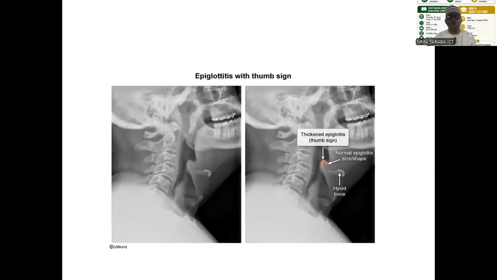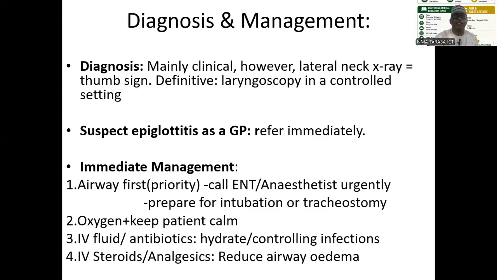Normally the diagnosis is clinical, but in a place where you have X-ray, when you do it, you see that the epiglottis is thickened like a thumb. That's why they call it the thumb sign. That's thickened epiglottis, which is called the thumb sign. On this other side, you see how the normal epiglottis looks. On this side, the yellow color is the edema, and it appears like somebody thumbing up for something. So that is what you see on X-ray. And the diagnosis, as I have said, is mainly clinical. However, lateral neck X-ray shows the thumb sign.